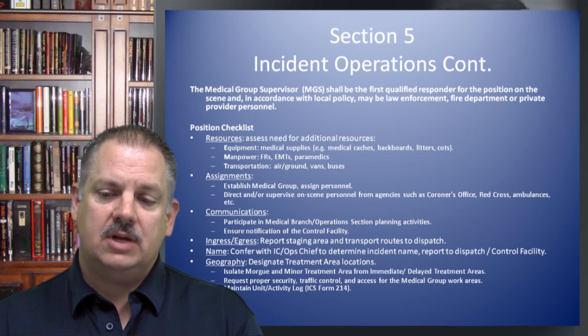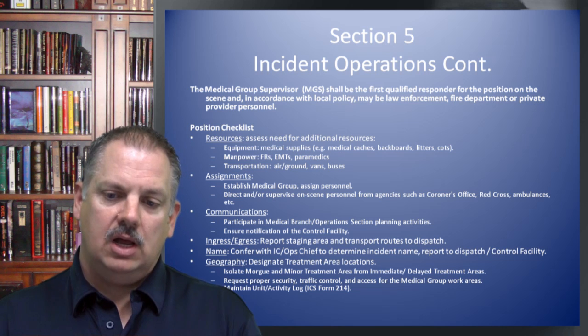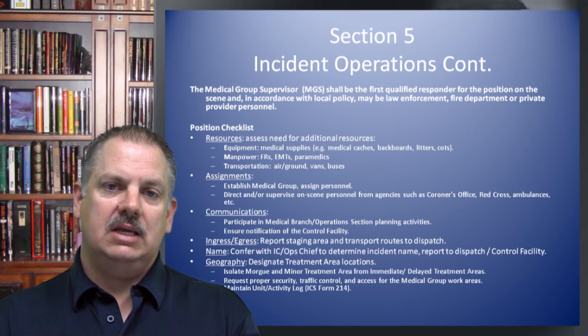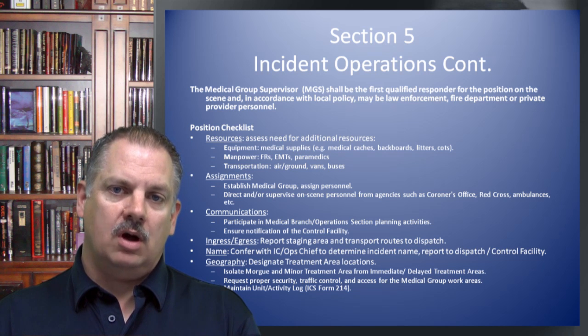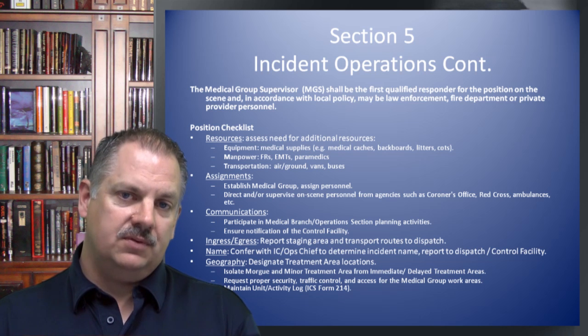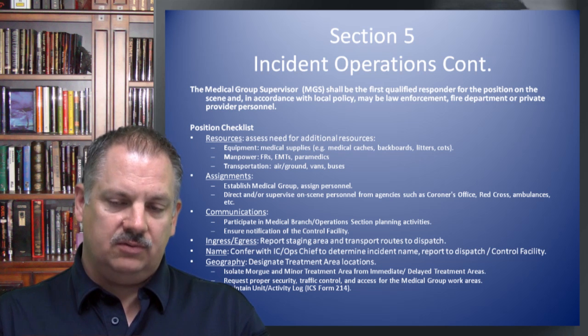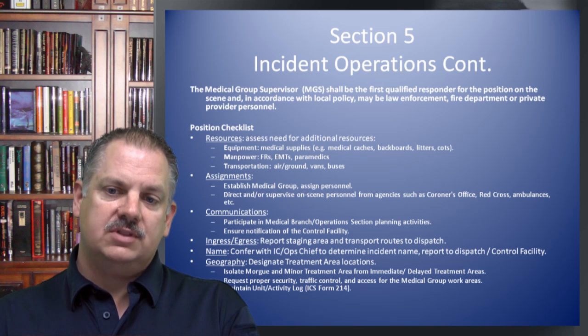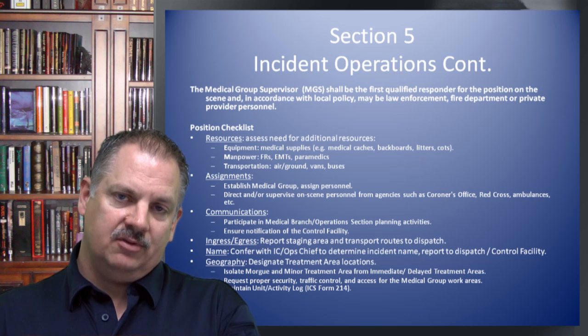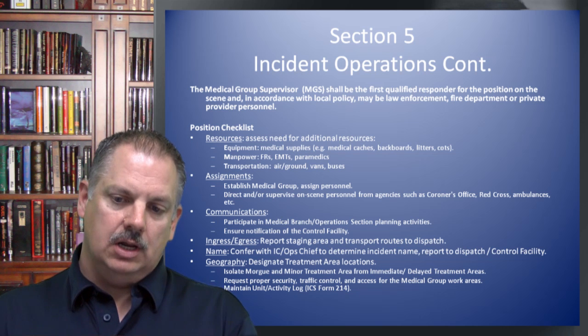The patient transportation group supervisor, this is the toughest position in the medical branch. This person needs to be intimately familiar with your operational area procedures for EMS, radio frequencies, control facility functions, because they're the ones that are going to be taking the information from the scene, relaying it to the control facility, and then bringing the information back from the control facility to the scene to disperse the patients. Again, this is a very tough position.